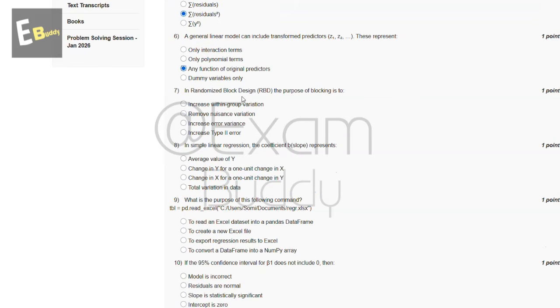And now let's go to our question number 7. In randomized block design RBD, the purpose of blocking is to, so these are the options, and the answer of our seventh question is B, remove nuisance variation.